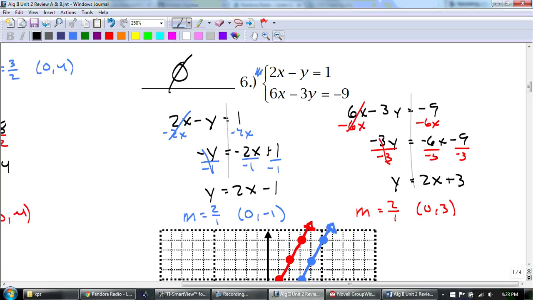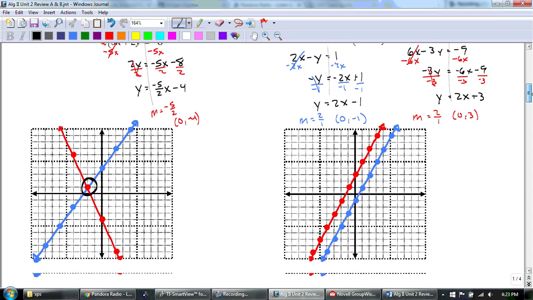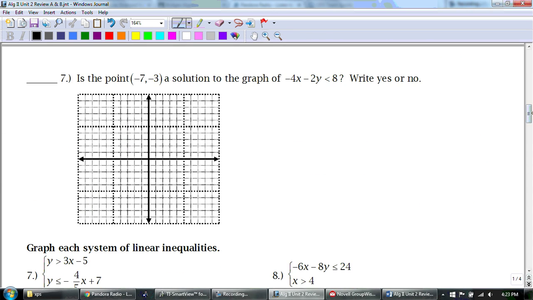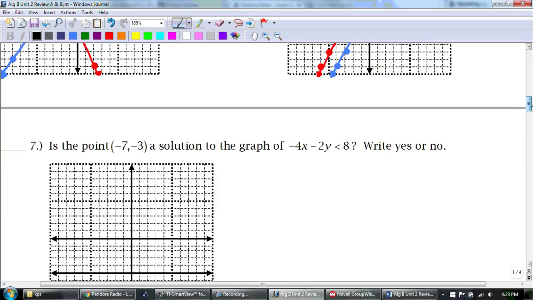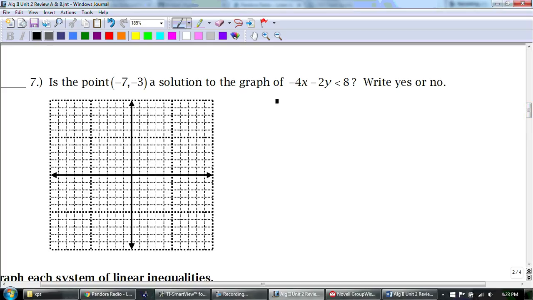All right, go ahead and flip it over. So is the point negative 7, negative 3 a solution to the graph of negative 4x minus 2y is less than 8? Yes or no? Well, I can't graph this yet because the y is not by itself. So I'm just going to rewrite it. Negative 4x minus 2y is less than 8. We got to add the 4x to both sides.